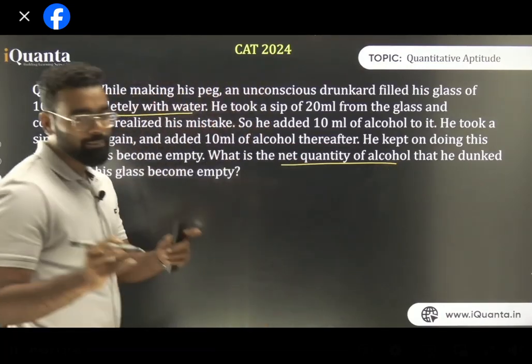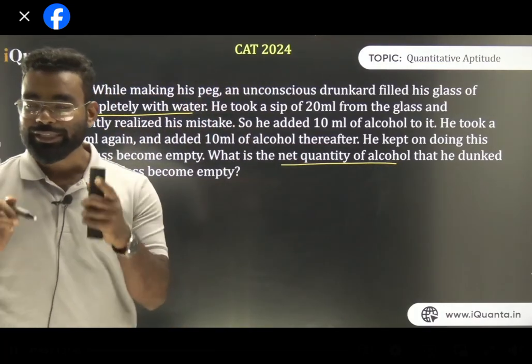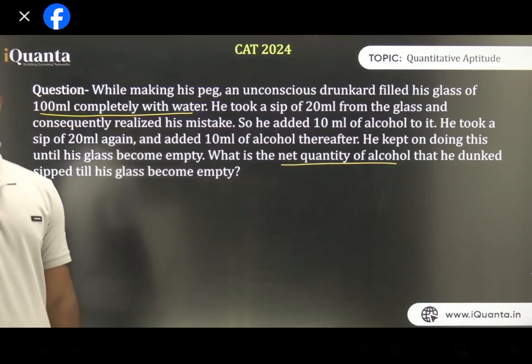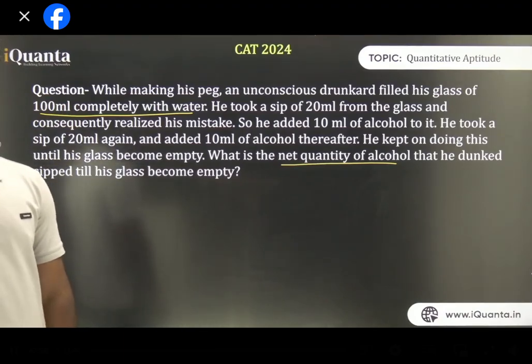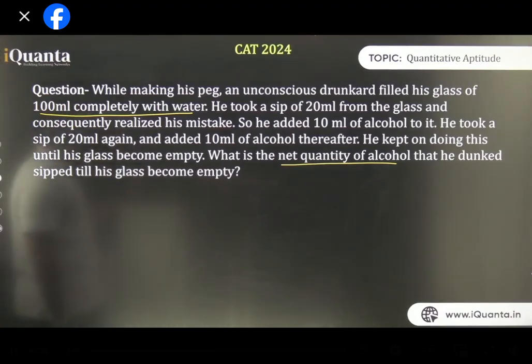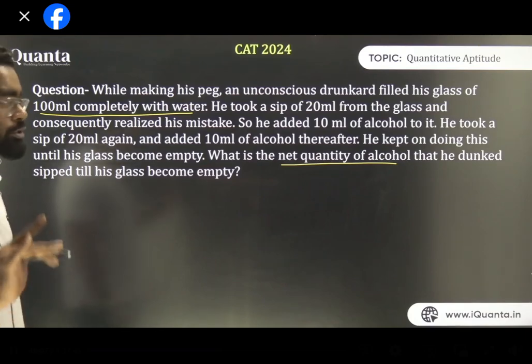You need to find the net quantity, which is basically the amount of alcohol, not exactly alcohol plus water. You just need to find the amount of alcohol. I'm seeing so many answers like 70, 80, 90. The answer will be among these numbers only. Now see how I solve this question. It is important, so guys, please pay attention to how I'm solving this question.